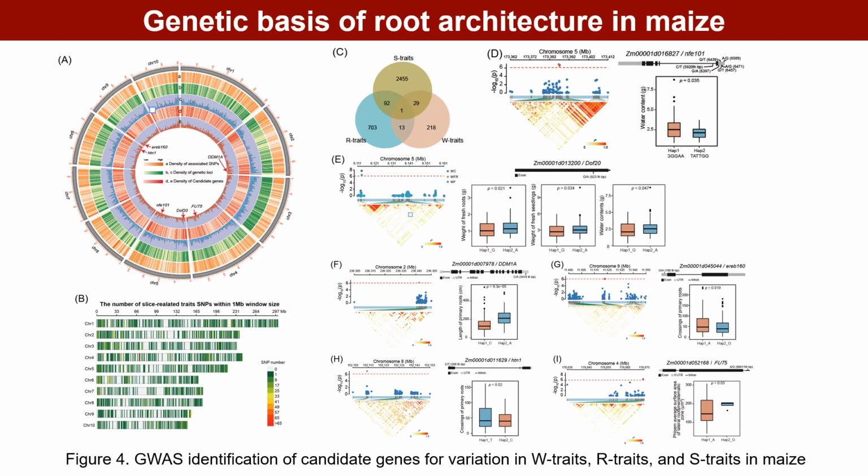To understand the genetic basis of weight, root morphology, and root slice microscopic traits, we conducted GWAS on maize, identifying many SNPs and candidate genes. In-depth study of trait-related genes, such as NEF101 and DOF24 involved in root nutrient absorption and others affecting root length and structure, shows these GWAS-identified genes are crucial for maize root system development and function.